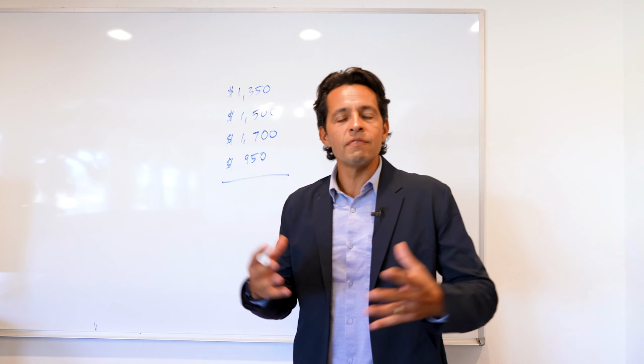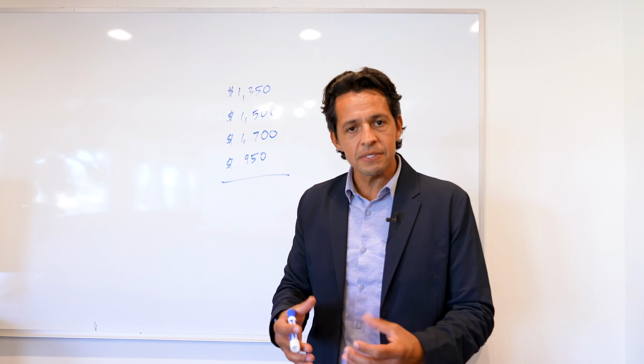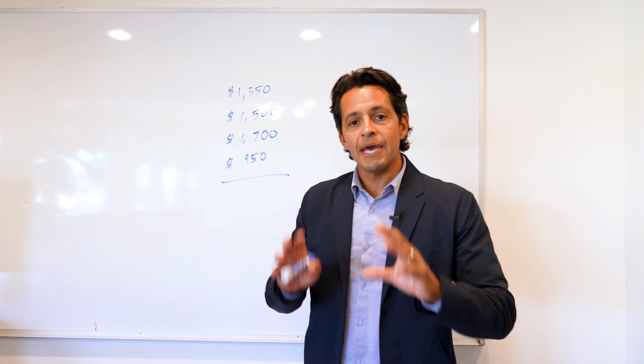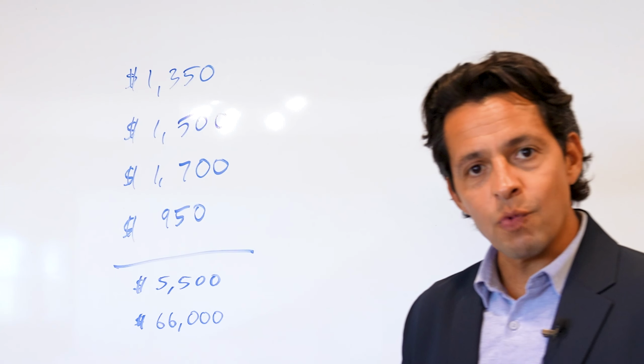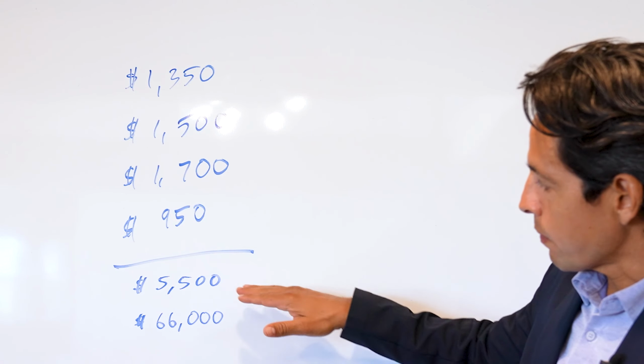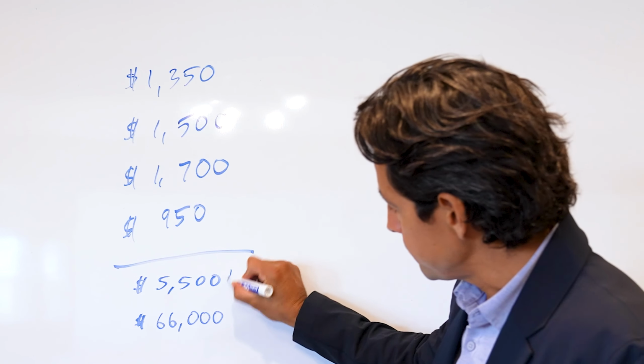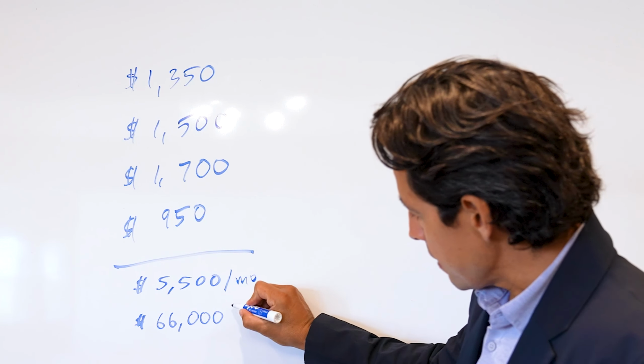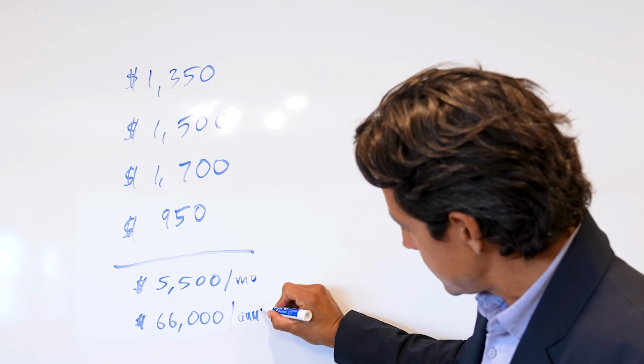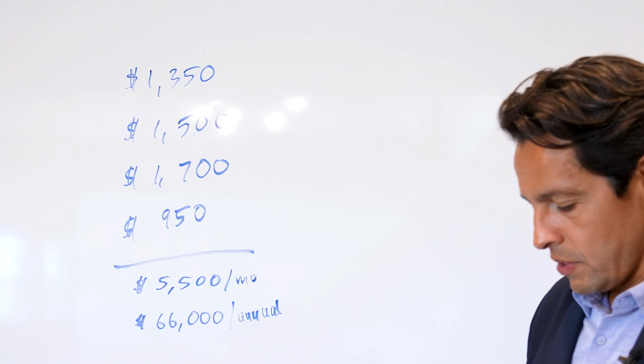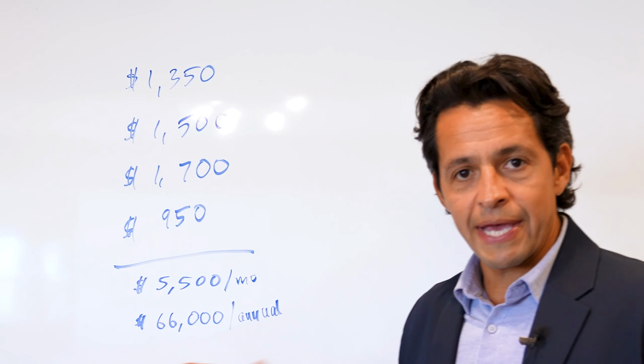What do we do with it? Obviously, we're going to add it up on a monthly basis, and then we're going to come up with the annual, and then I'm going to start working off of there. So let's walk through this. Currently, we're bringing in $5,500 a month. And on an annual basis, $66,000. So now we know our gross annual income.